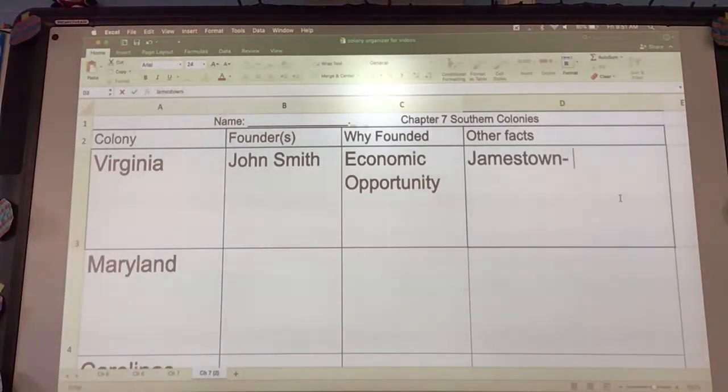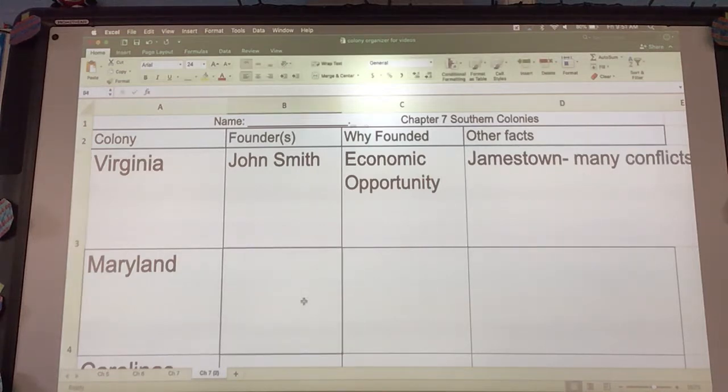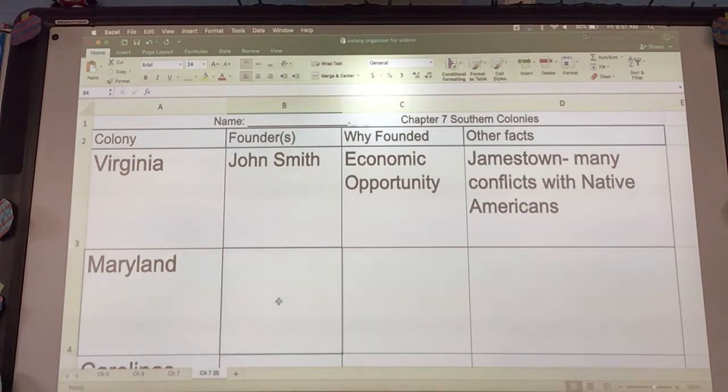Jamestown, we'll put many conflicts with Native Americans. Okay? So, there's Virginia. I think we did pretty good covering that one.